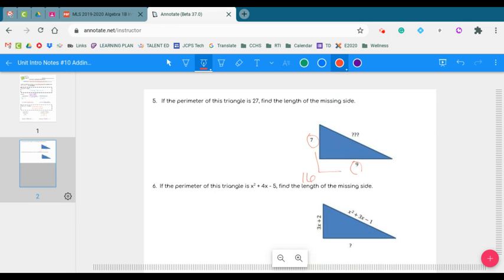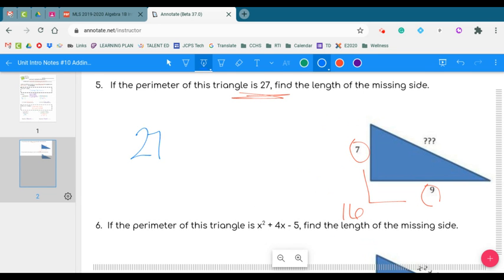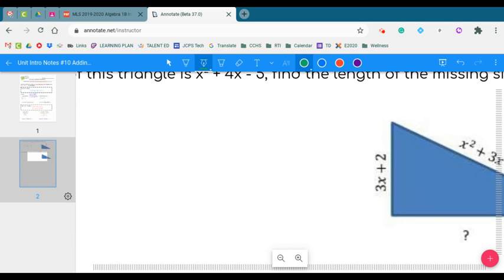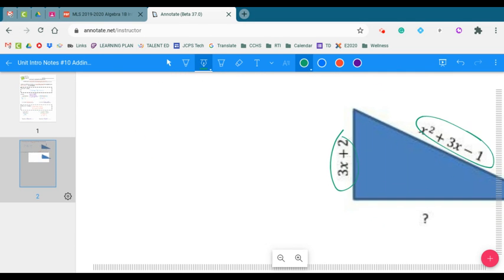So if I now have the sum of the 2 sides, how do I find the missing side if I have the total? You're going to subtract. So you're going to do 27 minus 16. That's going to give you 11. So that is my missing side. So I added my 2 sides and then subtracted that from the perimeter. So we're going to go down here and we're going to do the same thing on number 6, just with polynomials. So if the perimeter of this triangle is x squared plus 4x minus 5, find the length of the missing side. So I'm going to first add my 2 sides together.